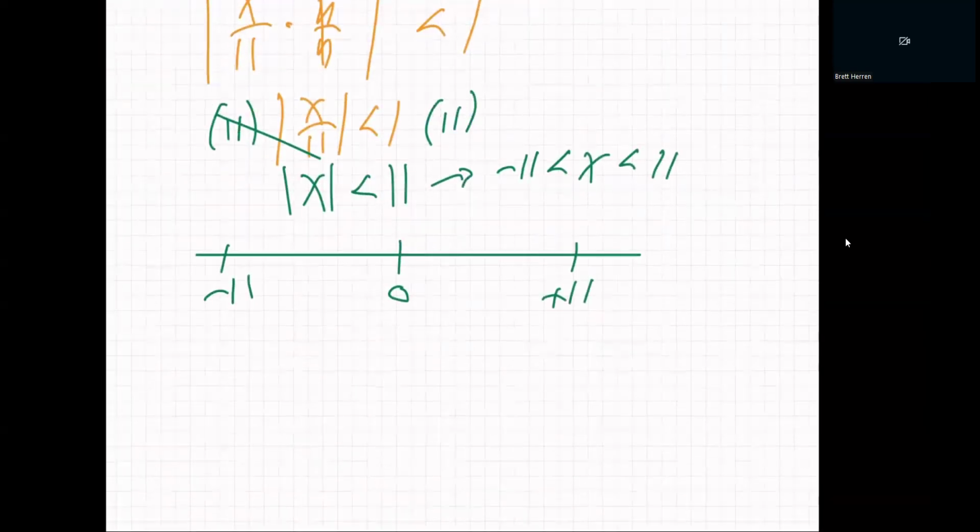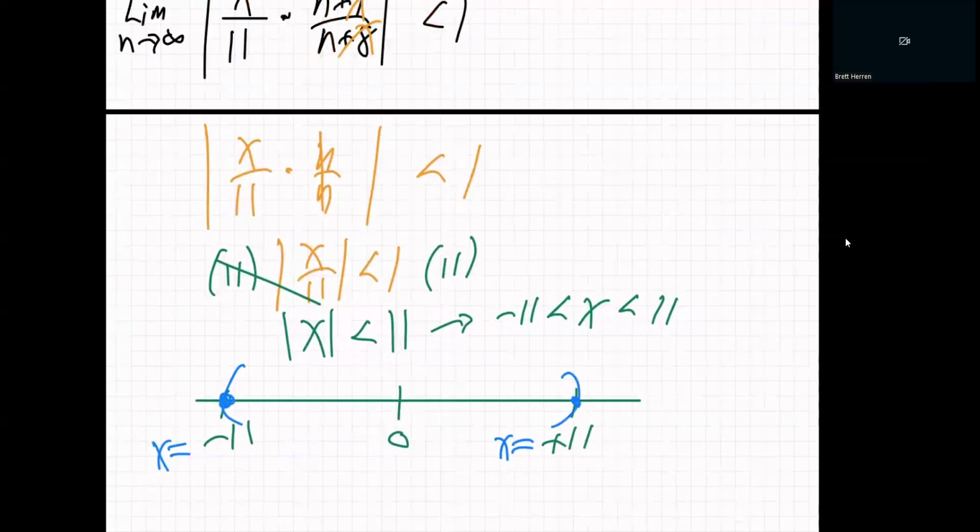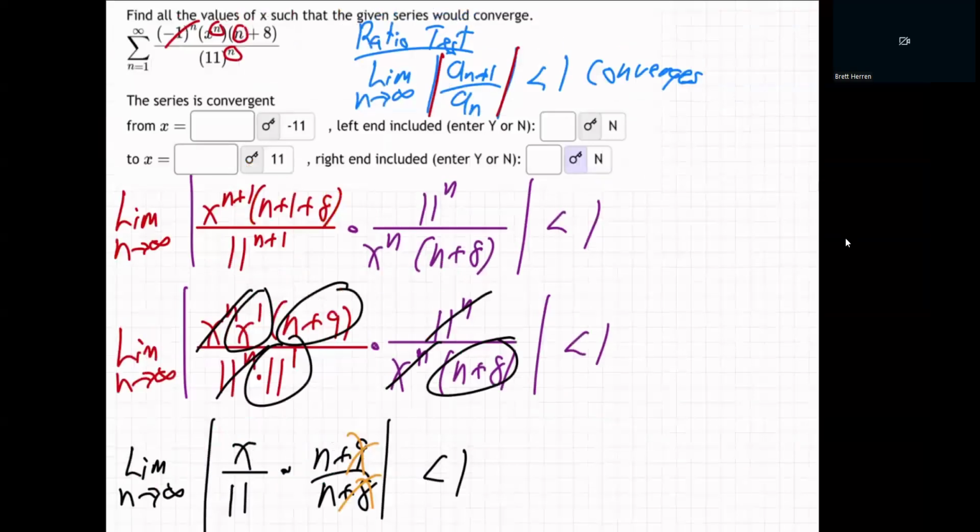Why? How do we know? Like right when you're at this endpoint and x is -11, or you're at this endpoint and x is positive, we know we go parentheses, right? But do we go right on? Sometimes we do, sometimes we don't. How do we know? Well, let's check them. Let's check them one at a time.